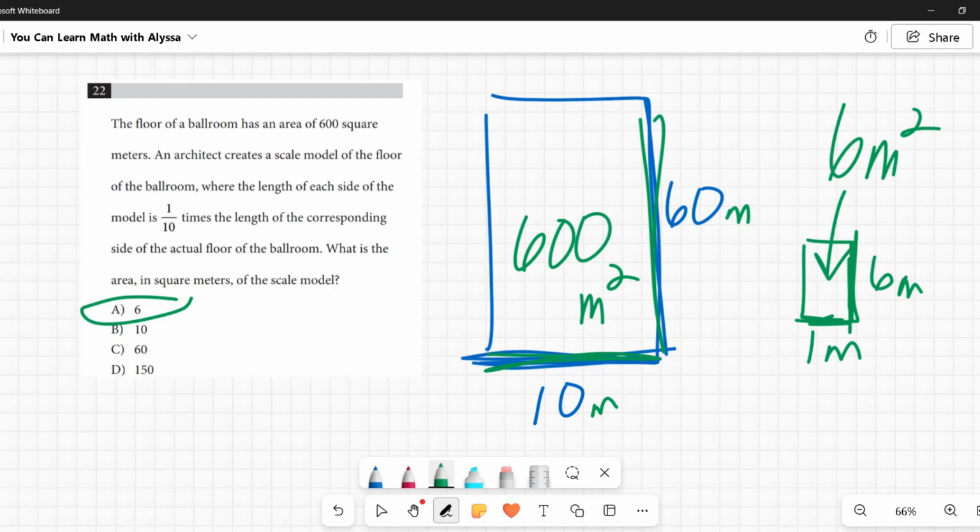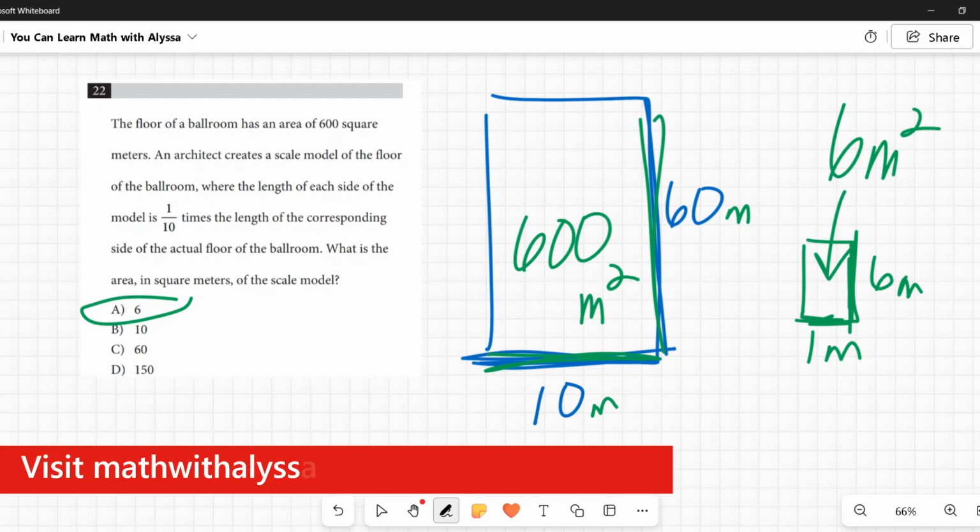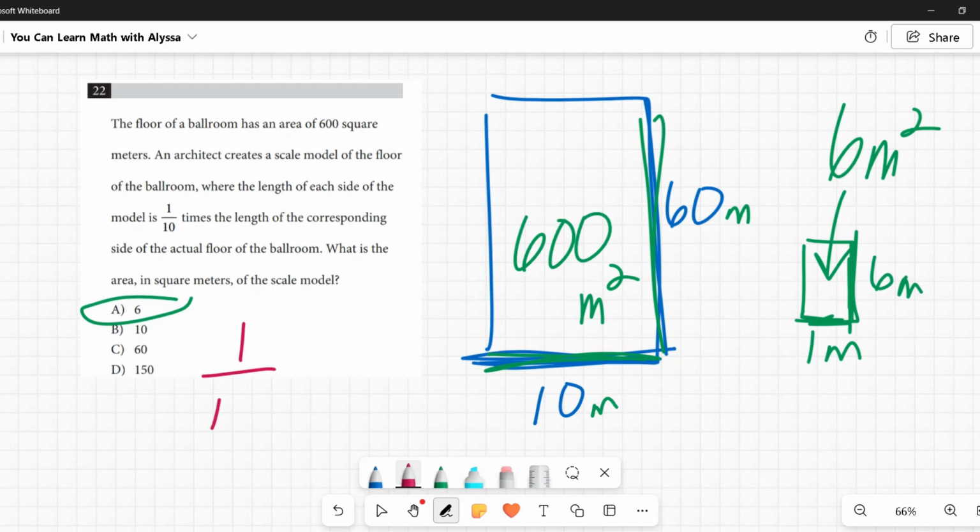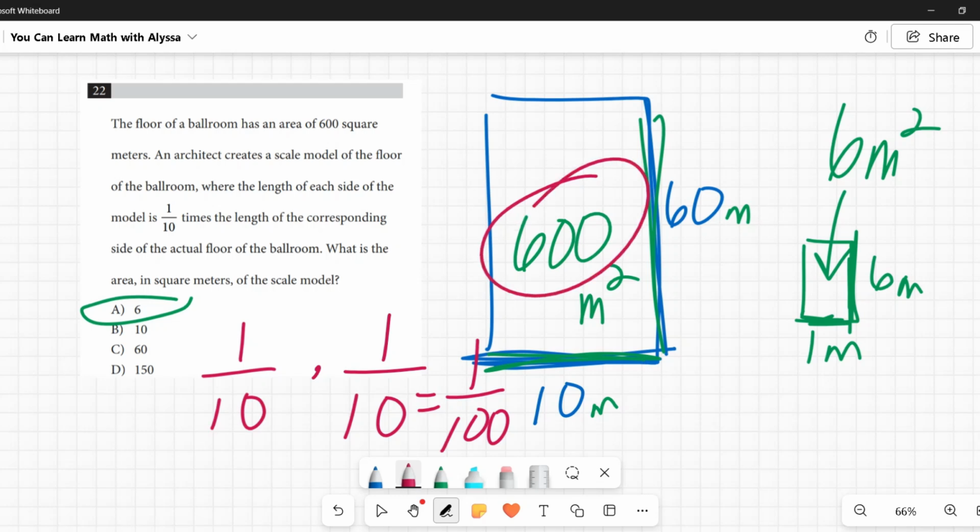Why does this happen? Why isn't it just 1/10? Why is it 1/100th of the area? It's because you are multiplying something that is 1/10 of the original, and you're multiplying that number by something else that is also 1/10 of the original. So when you multiply 1/10 times 1/10, you get 100th. So 1/100th of the area. So 1/100th of 600 is 6.